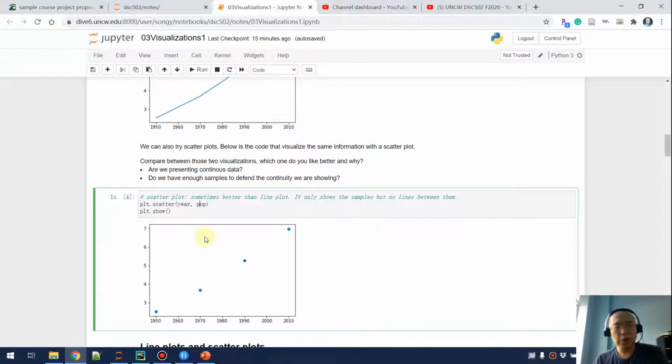Well, when you are presenting this visualization, first you have to answer this question. Do you have enough data to show the continuity of the data? And do you want to emphasize the trend based on the current data set? Okay, so that is not the technical part of the visualization. That is the thinking part of the visualization.